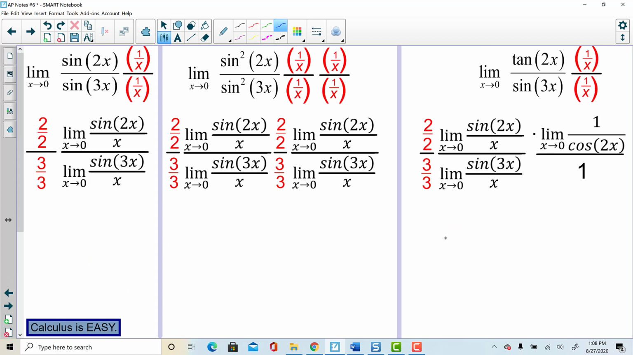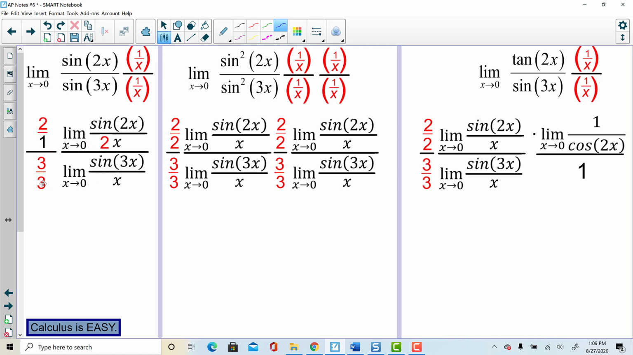Okay, here we have three very similar examples. Remember, we're trying to use our special limit, so we want it to look like sine of x over x. So our first step is to multiply the top and the bottom by 1 over x. And we're almost there. They both have an x on the bottom, but one of them has a 2x on the top. So we're going to multiply it by 2 over 2, and so that way we can bring one of these 2s inside. Same thing with the bottom one.